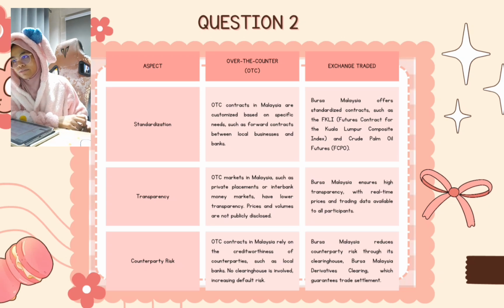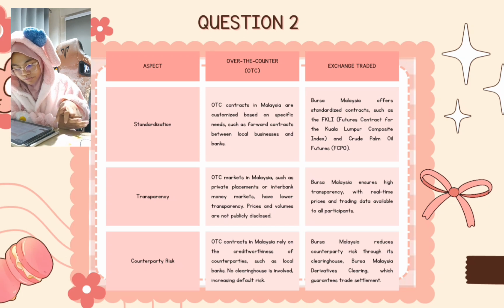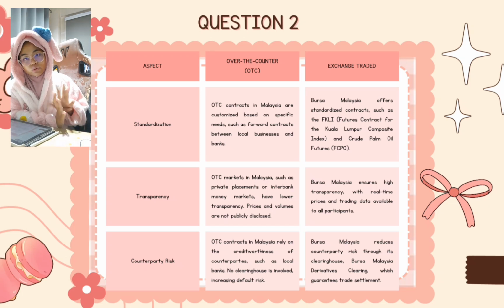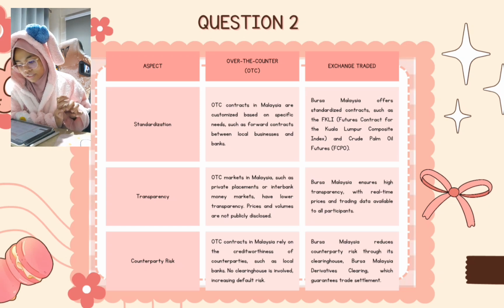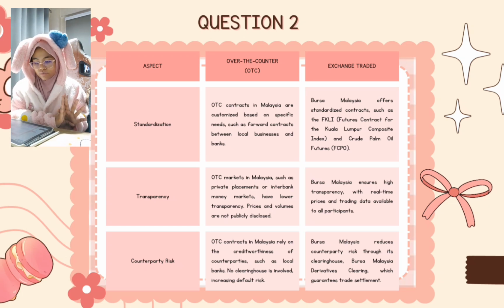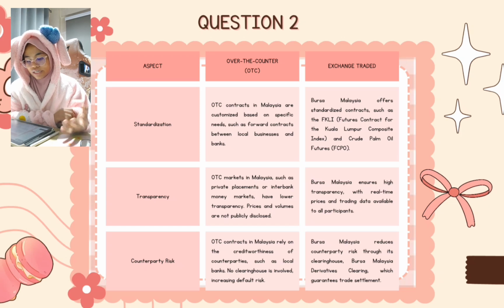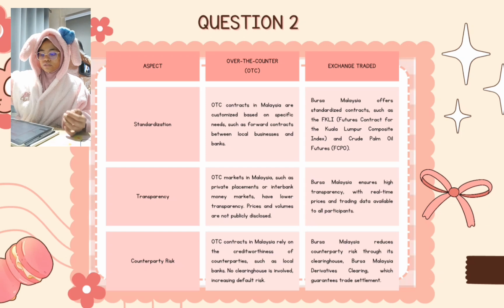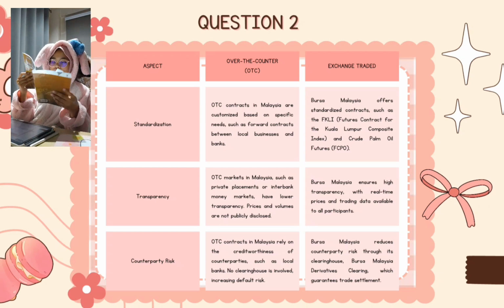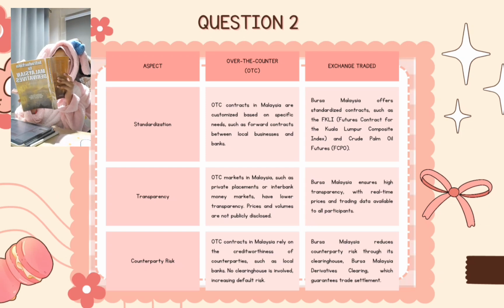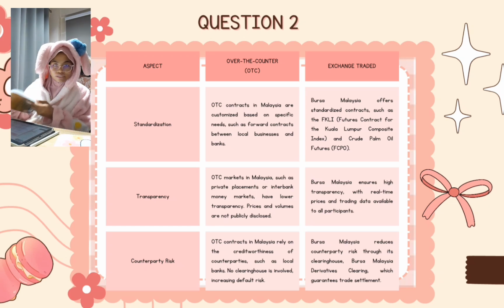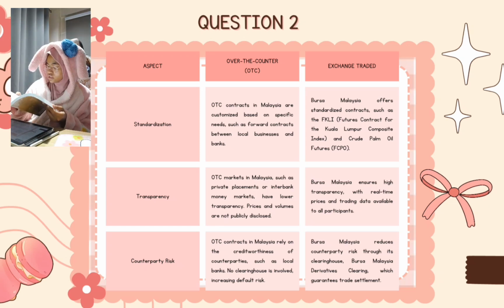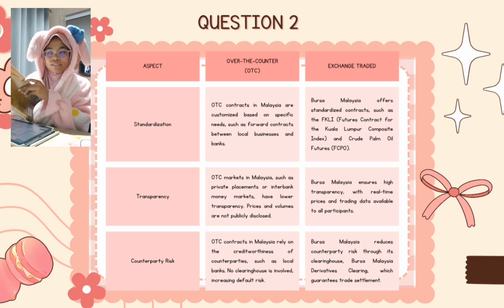So firstly, the first aspect is standardization. OTC contracts in Malaysia are customized based on specific needs, such as forward contracts between local businesses and banks. For the exchange traded, Bursa Malaysia offers standardized contracts such as the FKLI and FCPO. So what do you mean by standardized? Okay, usually they will have a standardized contract size, a minimum price fluctuation, contract month, trading hours. Yeah, that's what I mean by standardized.